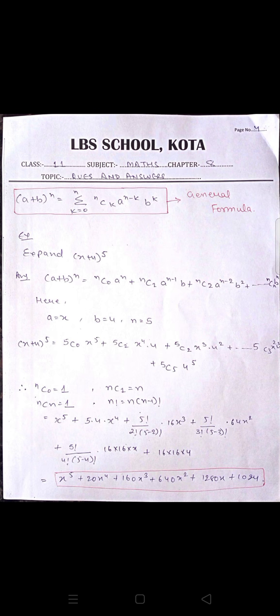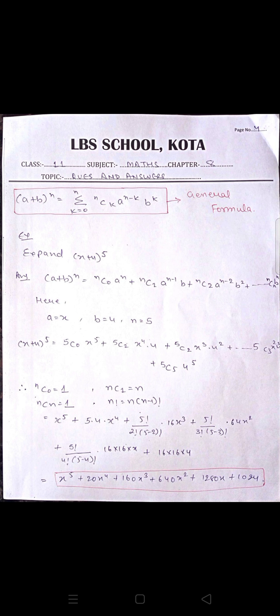So again, the general formula is (a + b)^n equals sigma k from 0 to n nCk, where k runs from 0 to n. So the formula is sigma k equals 0 to n nCk a to the power n minus k and b to the power k. So this is going to be the general formula. We will have to remember this.